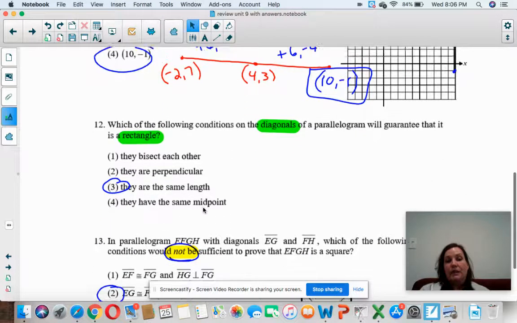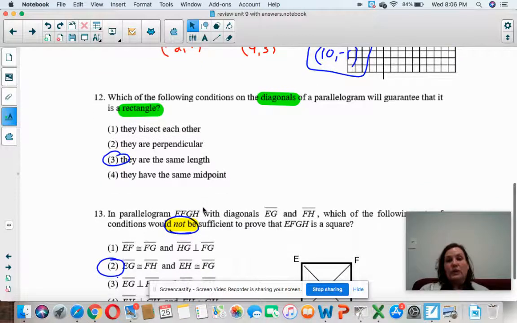Here's just a multiple choice question about diagonals and parallelograms. It wants to know what condition would you need for the diagonals of a parallelogram to guarantee that it's a rectangle. Now, they do bisect each other, but that doesn't make it a rectangle. That's just true for parallelograms. Perpendicular is for a rhombus. They are the same length. That's the answer right here. If I have the diagonals of a parallelogram that happen to be the same length, then it's going to be a rectangle.